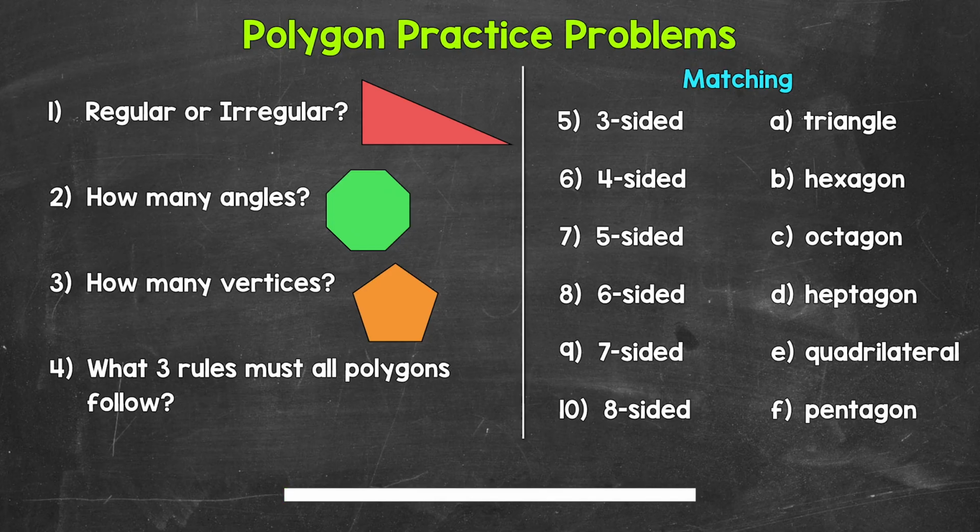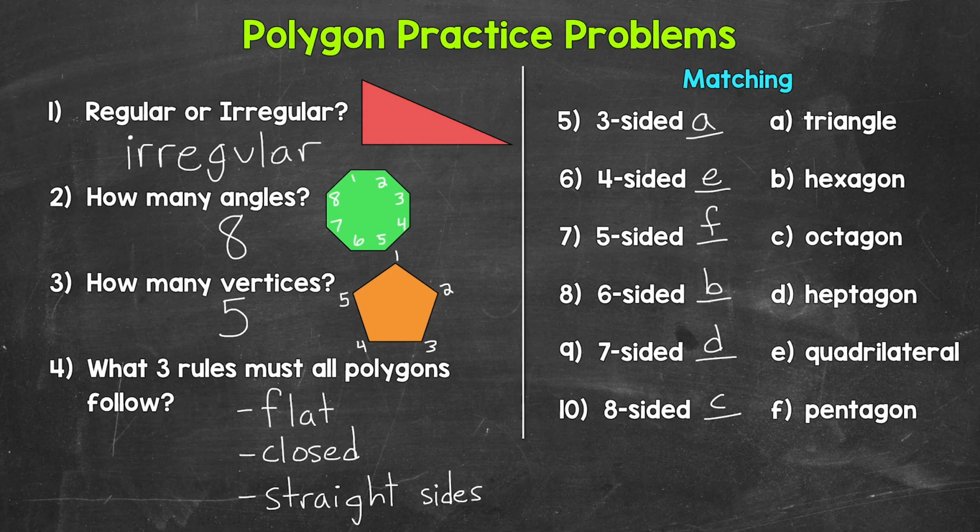Okay, so that was 3 minutes. Let's go over the answers. So here are our answers. For number 1, regular or irregular. Well, that triangle is irregular. All of the sides are not the same length, and all of the angles are not the same measure.